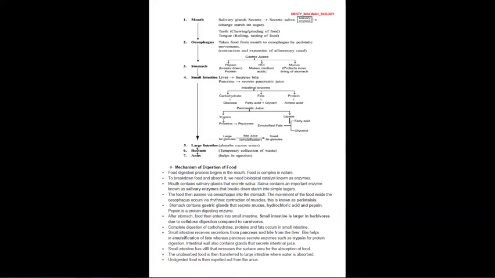The small intestine is comparatively longer in herbivores than in carnivores, because herbivores feed on green plants, or we can say the autotrophs. As there is cellulose in the plant cell, and as herbivores eat plants only, they need a comparatively longer small intestine compared with carnivores. Next, the complete digestion of carbohydrates, proteins, and fats occurs inside the small intestine.